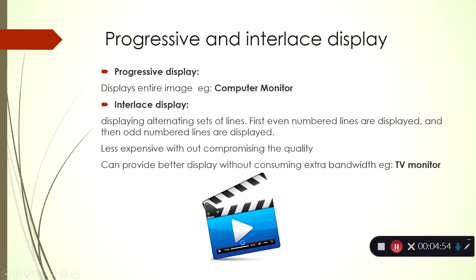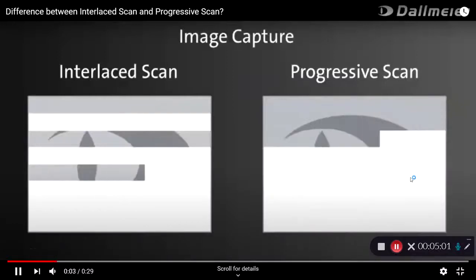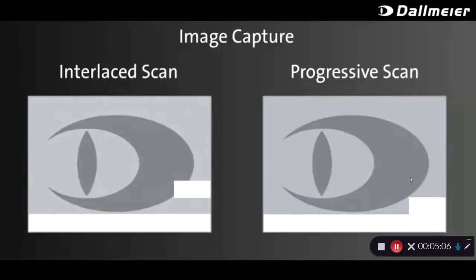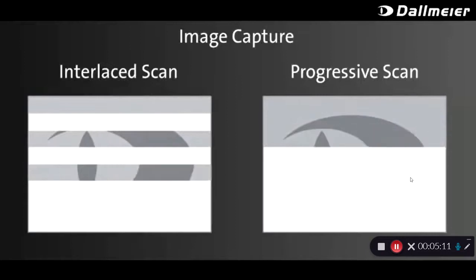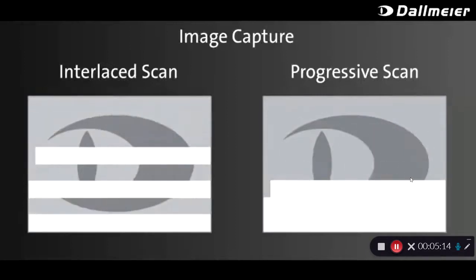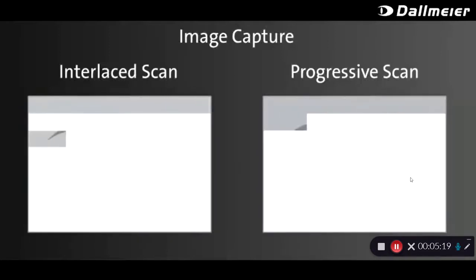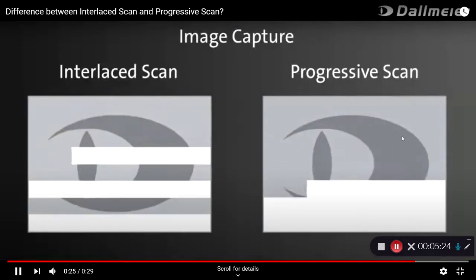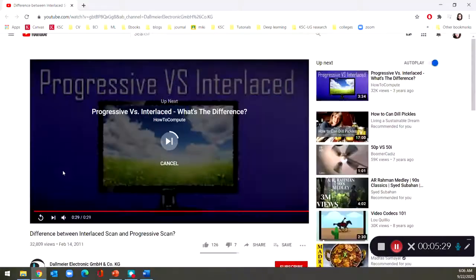To understand this, I'll show you a video of how progressive display and interlaced display work. You can see the progressive display shows the first line, second line, third line. But the interlaced display shows 1, 3, 5, 7, then 2, 4, 6, 8. This is called progressive display and interlaced display. The one on the right side is the computer monitor, and TV monitors mostly use the interlaced one.